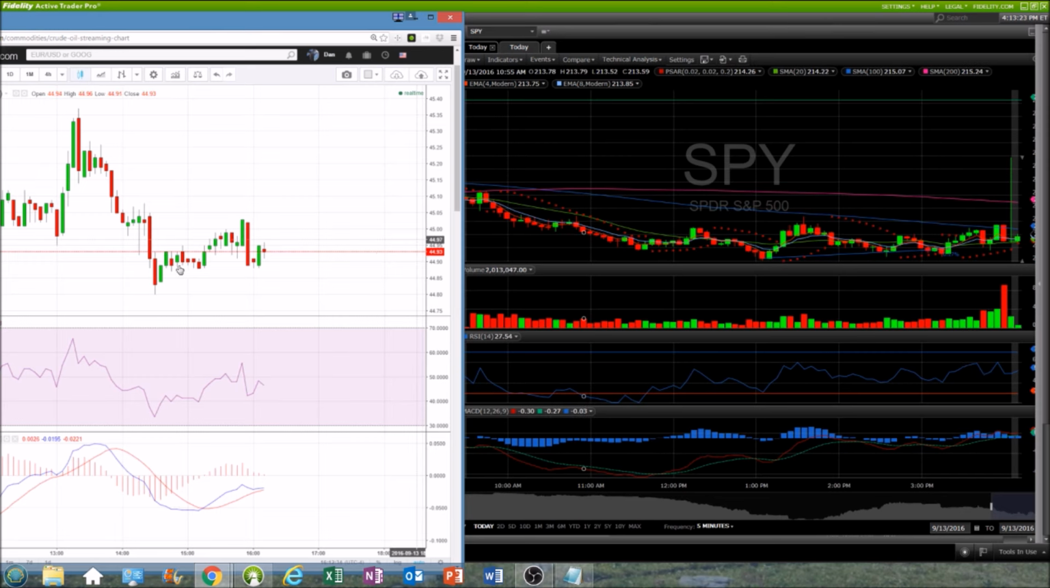Big red candlestick pulling back. Strong move to the upside and then a dump. These candlesticks on the 5-minute time frame are going tick for tick with oil.